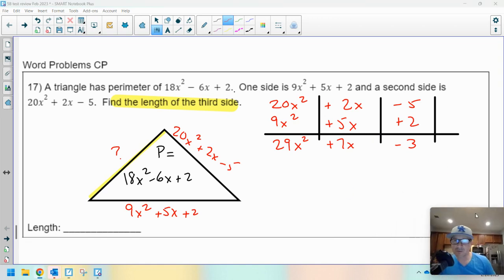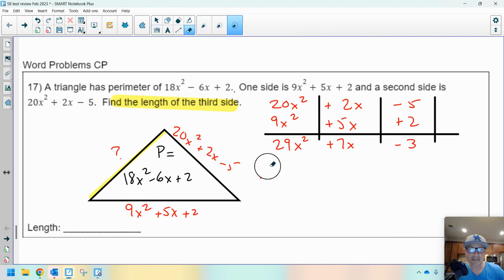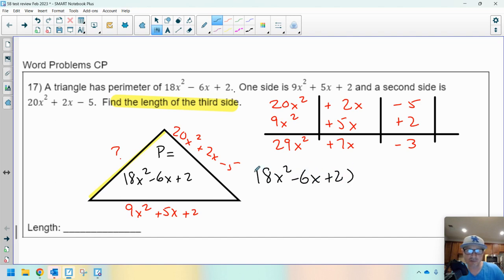So we're going to have to subtract that from the perimeter. Perimeter is 18x squared minus 6x plus 2. I'm going to throw that in some parentheses. We're going to subtract, and we're going to subtract 29x squared plus 7x minus 3.